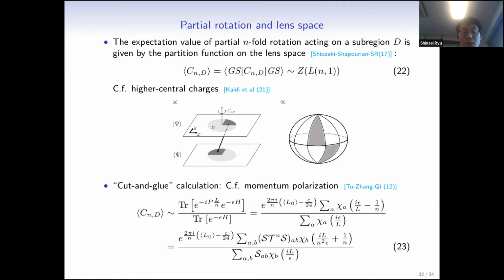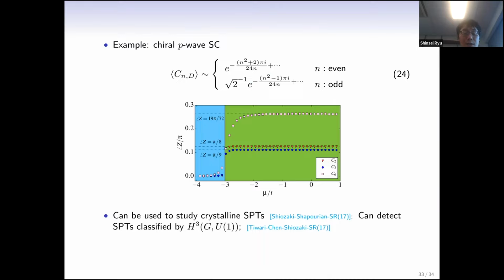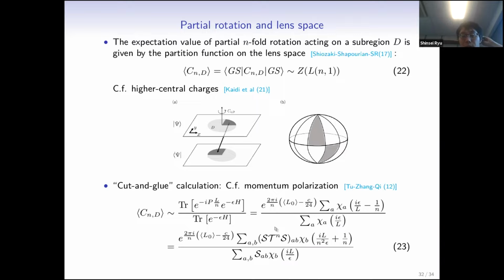So this can be, for example, computed for a particular topological system. In this paper, we computed this for a chiral p-wave superconductor, and we get the following result from the edge theory calculation. We compare this result with numerics on the lattice, a chiral p-wave superconductor put on the hexagonal lattice. The phase of this quantity is reasonably quantized to these expected values. Like the entanglement entropy and entanglement negativity, this captures a different piece of information, which is given by this combination of S and T matrices.